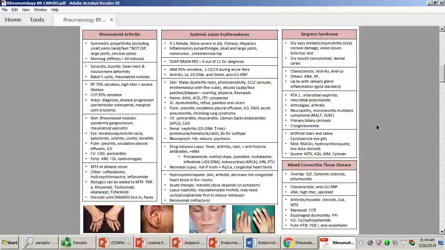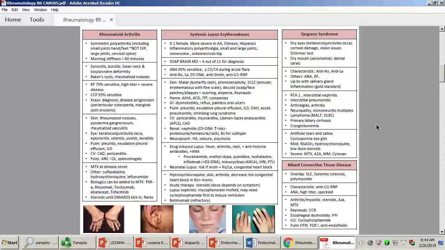Other antibodies that can be seen associated with lupus are your anti-Ro and La. Double-stranded DNA we already talked about. Anti-Smith, which is another one that could be a bit more specific to lupus. And then anti-U1 RNP, which is also seen with mixed connective tissue disease.